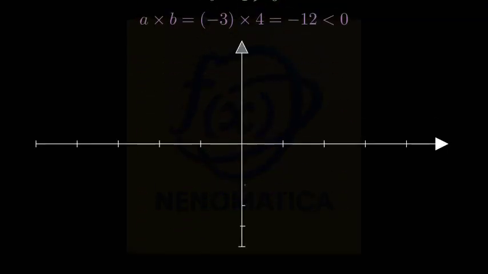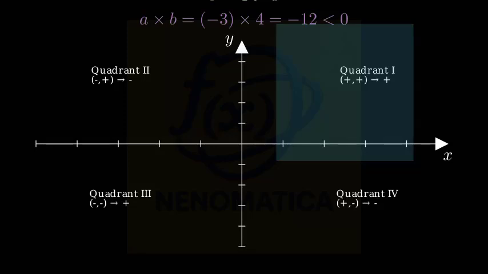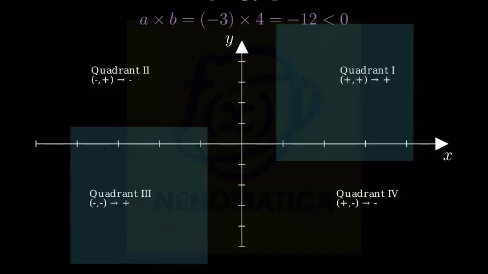The coordinate plane is divided into 4 quadrants. In the first quadrant, both x and y are positive, so their product is positive. In the third quadrant, both x and y are negative, so their product is also positive. However, in the second and fourth quadrants, one coordinate is positive and the other is negative, so their product is negative.